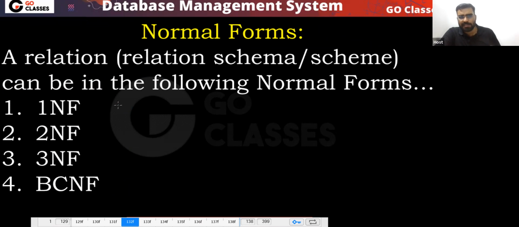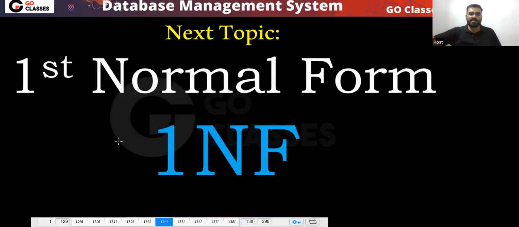Is that clear? This is our target. Given a relation, which form is that relation in? Given a relation, is it in 2NF, 3NF, BCNF? Which form? That is what we need to decide. Let's start with the first normal form. What is this first normal form?